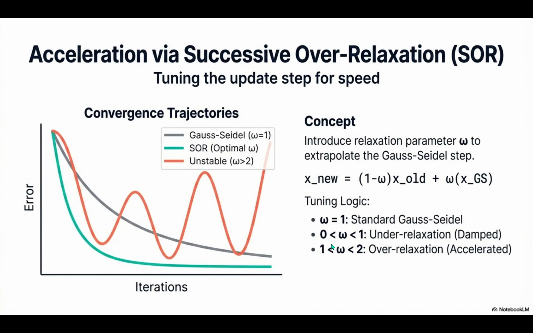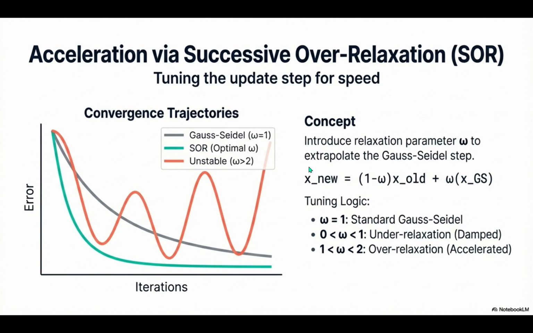Why is that? Well, imagine kicking that ball too hard. It just rolls right over the hole and out the other side. If you set omega too high, usually 2 or more, the whole method becomes unstable. The numbers just blow up. So it's a balancing act, speed versus crashing. Precisely. Okay, so those are the stationary methods, the classics.